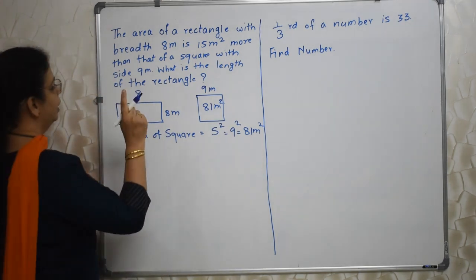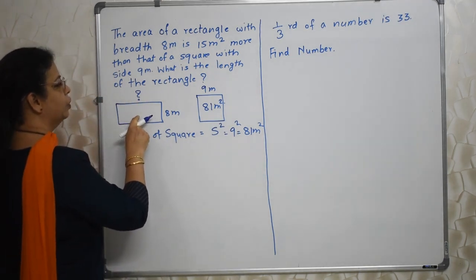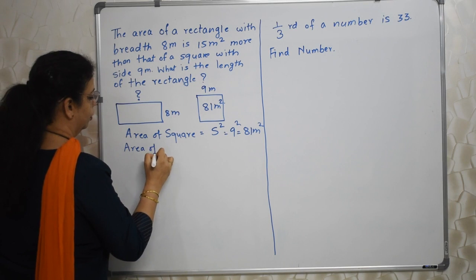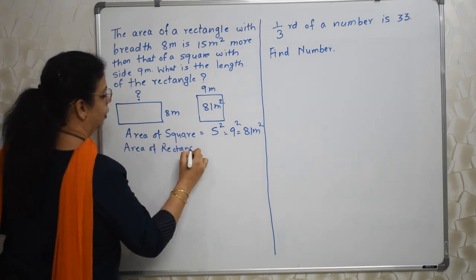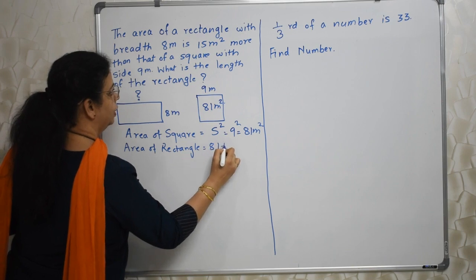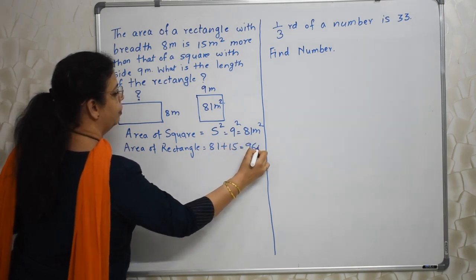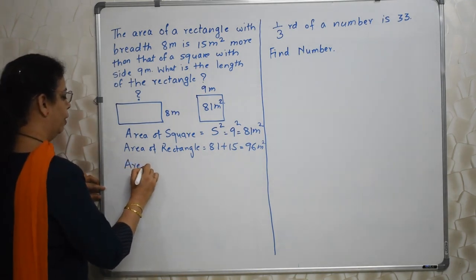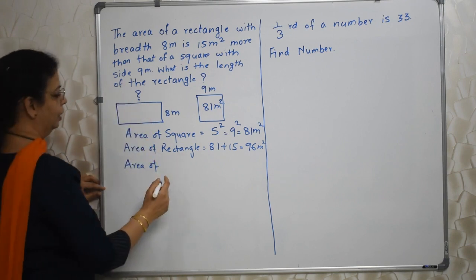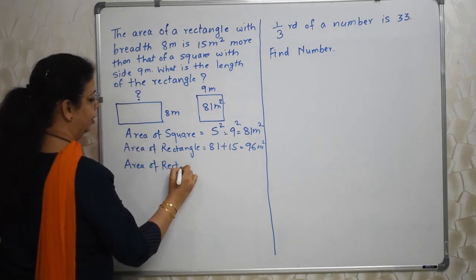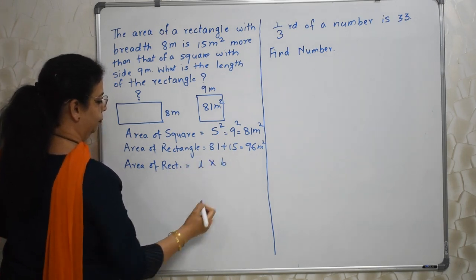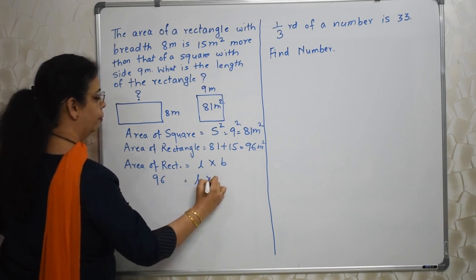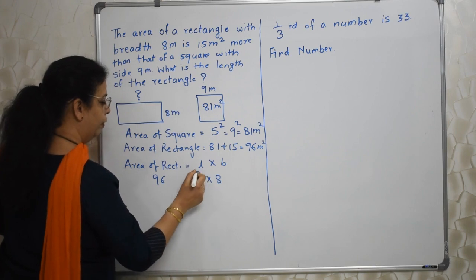81 meter square. They are saying this is 15 meter square more than that of a square. So area of a rectangle will be 81 plus 15, that is 96 meter square. Now, what is the formula for the area of a rectangle? Why am I writing this formula? Because we need to find out the length. That's why. Area of a rectangle is equal to length into breadth. Area of a rectangle we know, 96. Length we don't know. Breadth we know, 8.